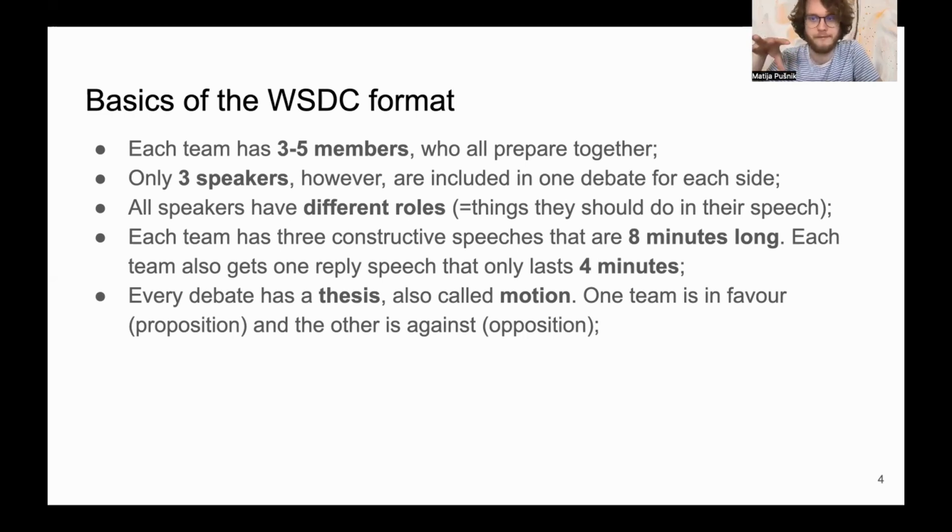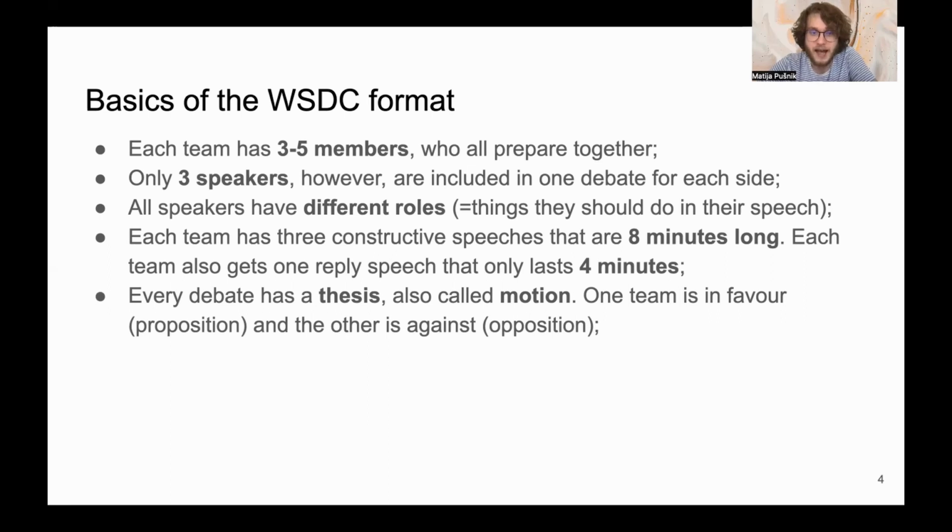The reason you have 5 is that for big tournaments like the WSDC, you will have more than 3 speakers, just so that if one of them becomes ill, you have reserves and substitutes. So that's the reason why 5. But only 3 speakers can actually speak.